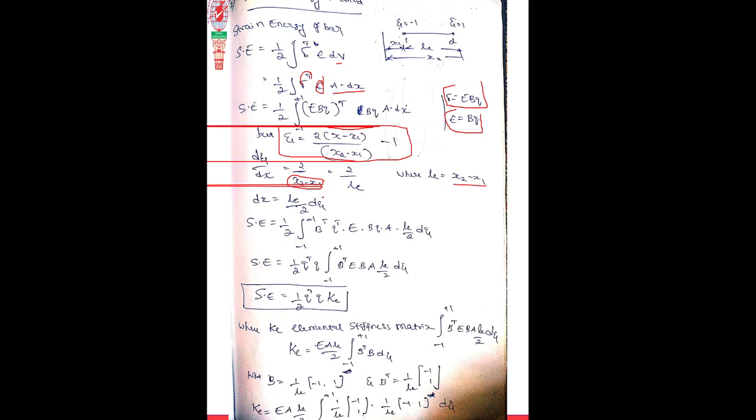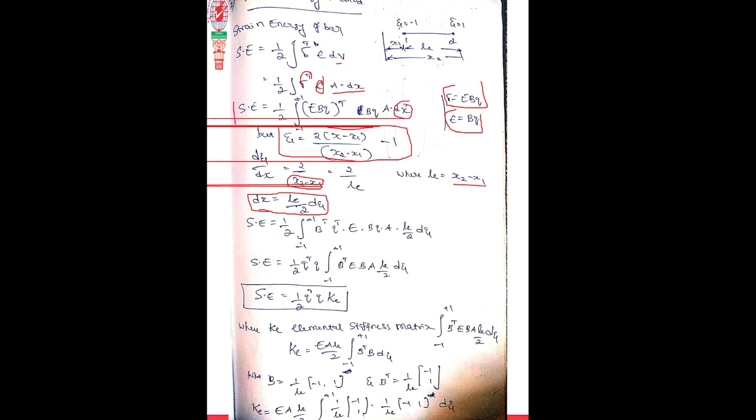Therefore my dx becomes LE by 2 into d zeta. Dx comes to the right hand side, LE comes to the left hand side, and 2 will be divided. Therefore dx becomes LE by 2 into d zeta. We got the dx value, so I am going to substitute that dx value in this equation.